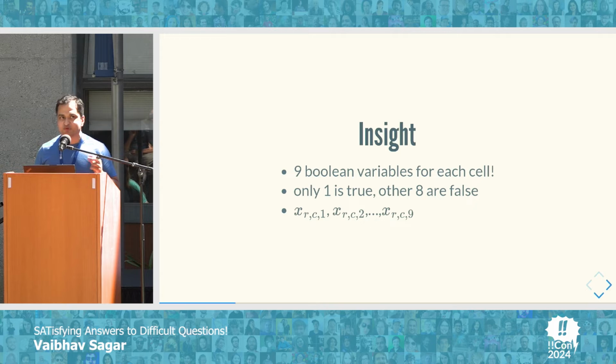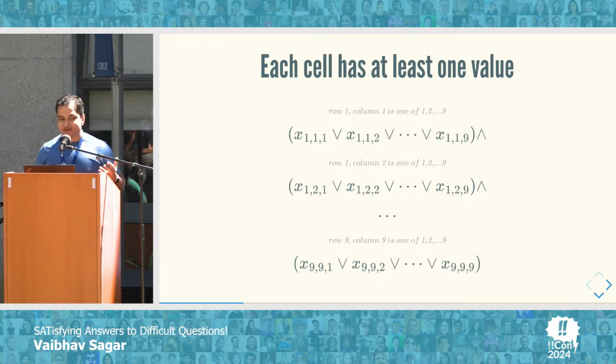You can't change those. So the insight that you need in order to solve these as a Boolean satisfiability problem is that you can use 9 Boolean variables for each cell. One variable represents whether or not the cell is a 1, the second variable represents whether or not it's a 2, and so on and so forth. And of these, only one can be true, and the other 8 are false. And then given this insight, you can go ahead and encode all the rules that I told you about earlier as Boolean clauses.